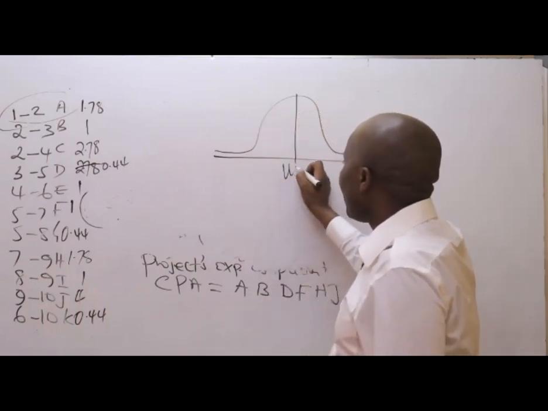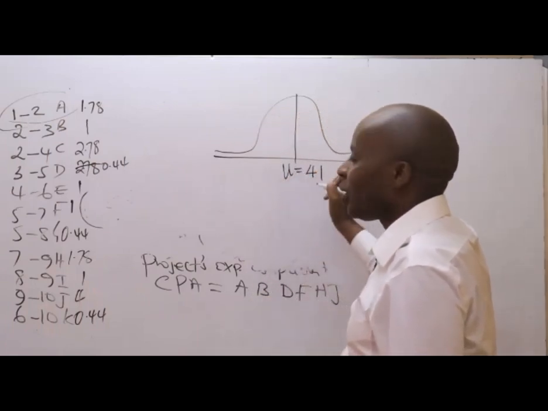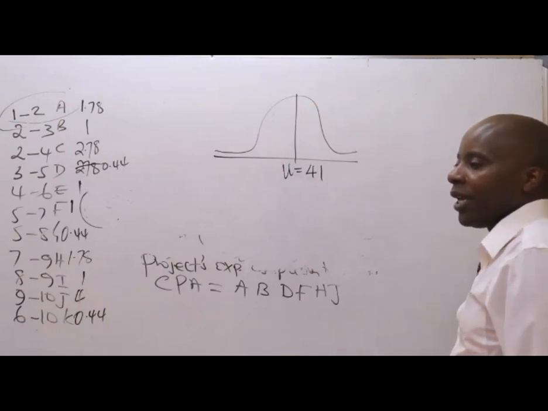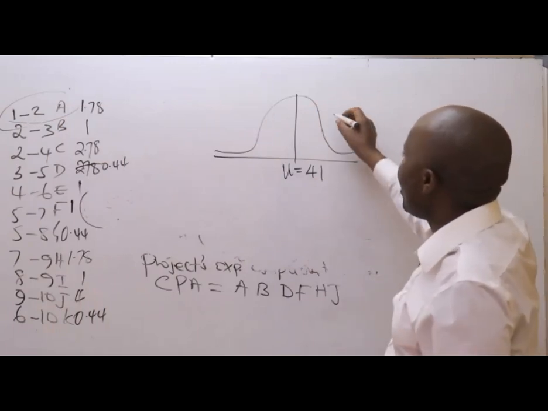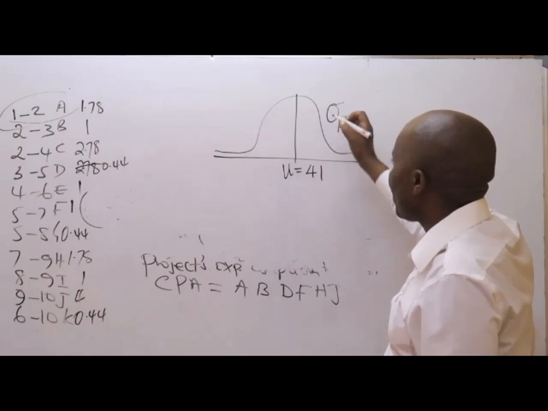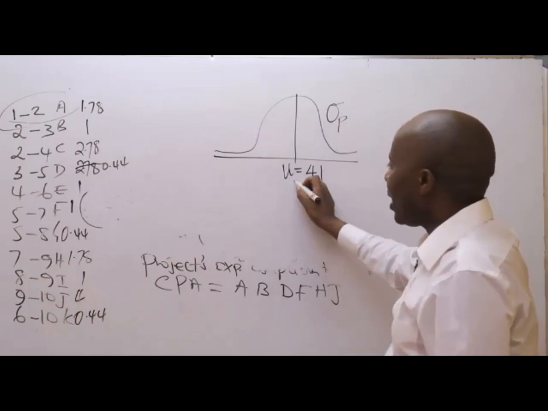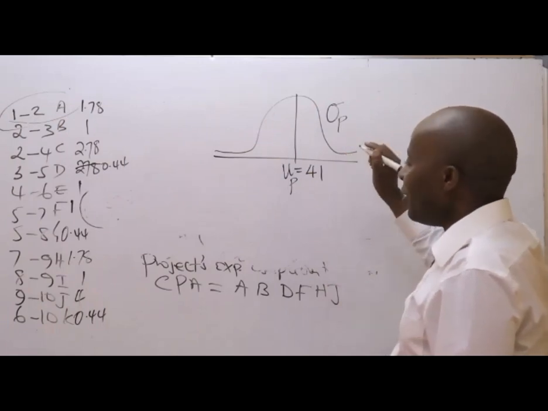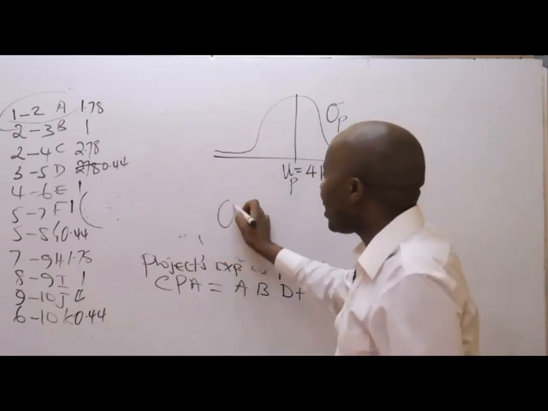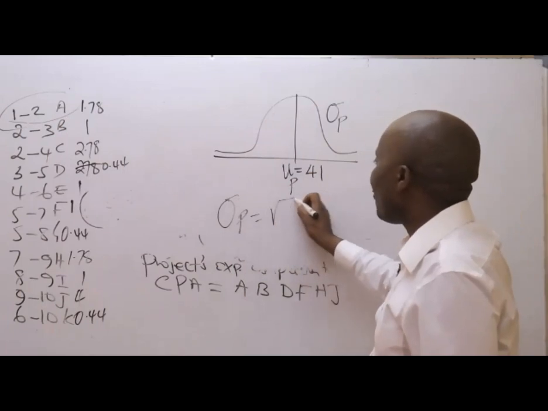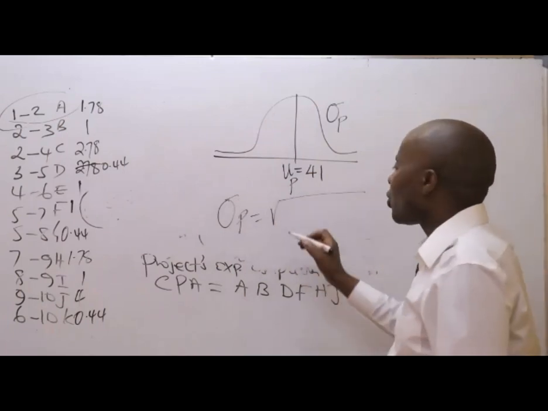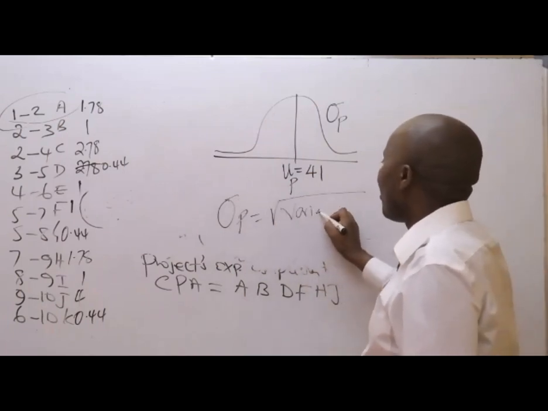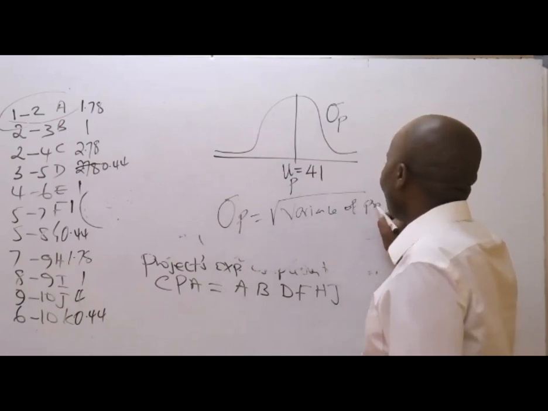The first is the mean, in this case the mean completion time of the project, which is 41. And number 2, we have the standard deviation of the project. Remember that for us to get the standard deviation of the project, we have to talk of the variance, the square root of the variance of the project.